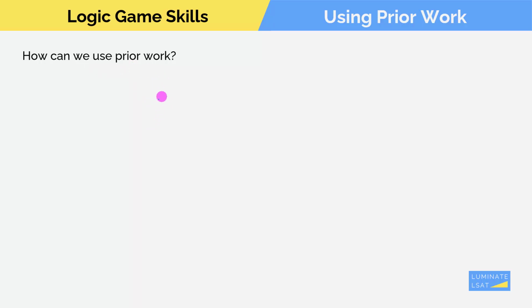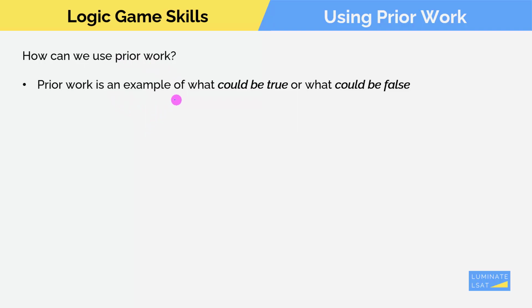So the most important thing to know about the prior work that you drew is that it is an example of what could be true or what could be false. The prior potential orderings or groupings that you've drawn are not necessarily what has to be true. They're just individual examples of things that do follow the rules. So you can use that work in any way that knowing what could be true or what could be false is helpful.